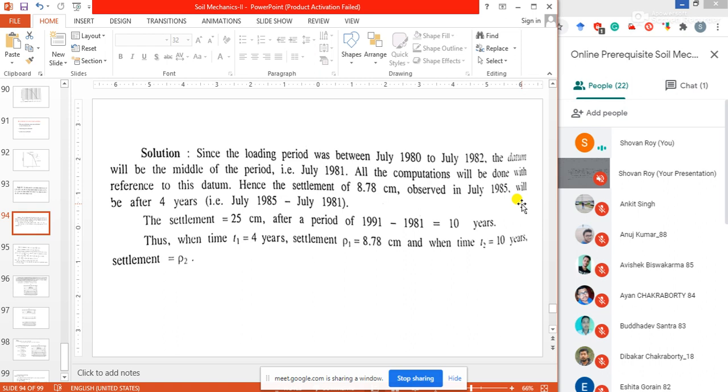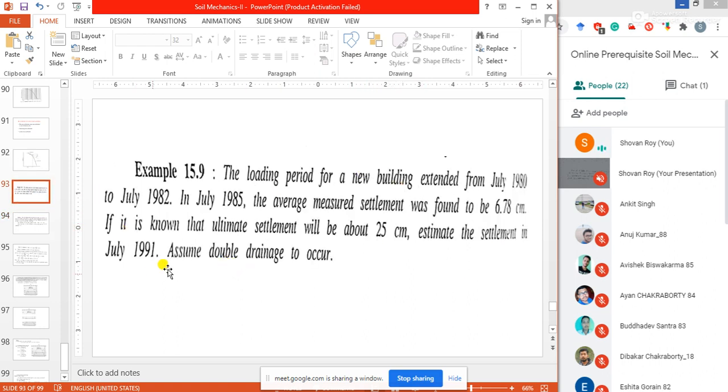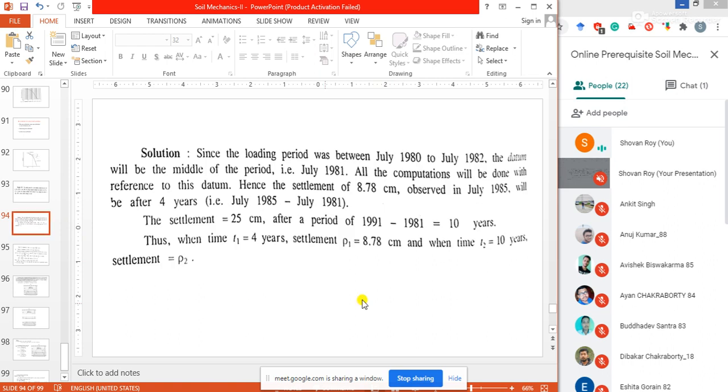The settlement 25 centimeter after a period of 1991 minus 1981. We have to estimate the settlement in 1991, that is the final settlement, actually 25 centimeter. So our datum is 1981 and the final settlement date is 1991. 1991 minus 1981, that is 10 years. 10 years have been taken for the final settlement, and final settlement value is 25 centimeter.